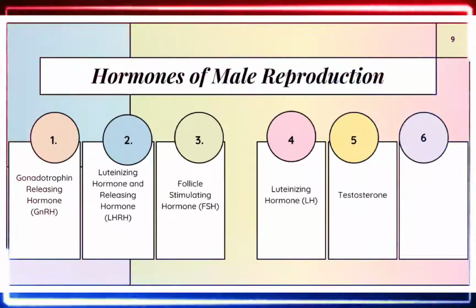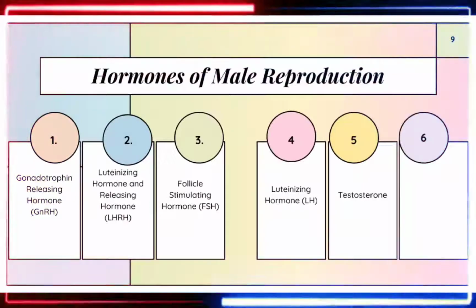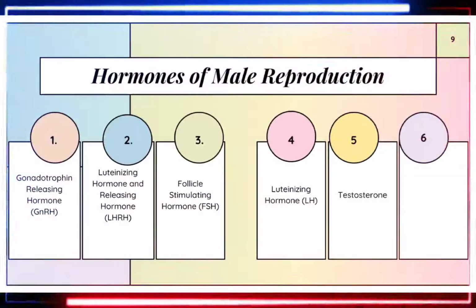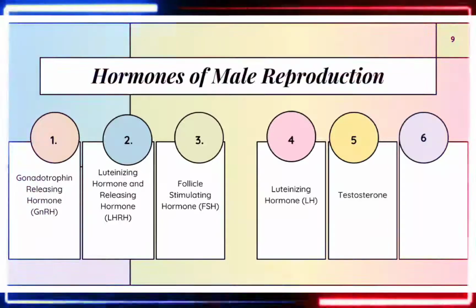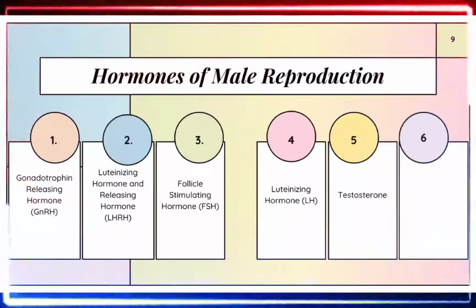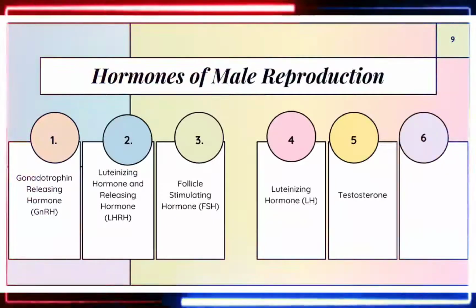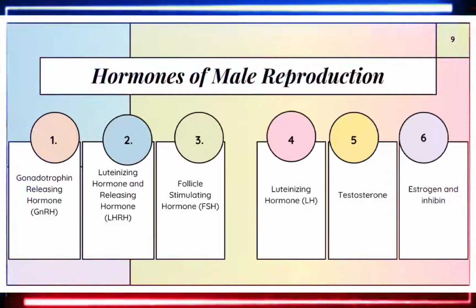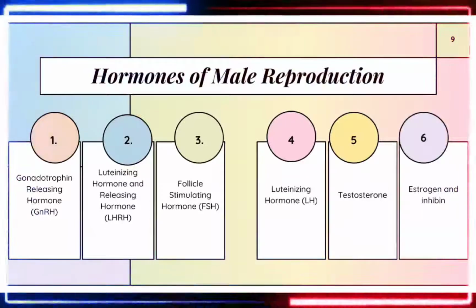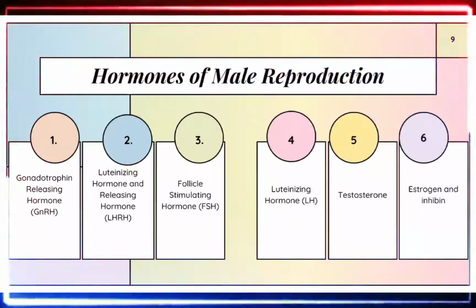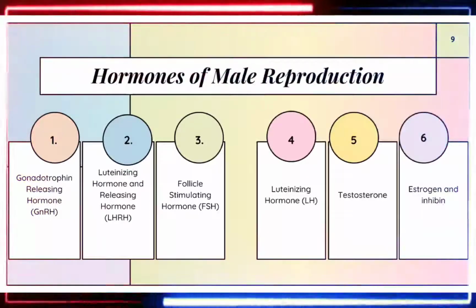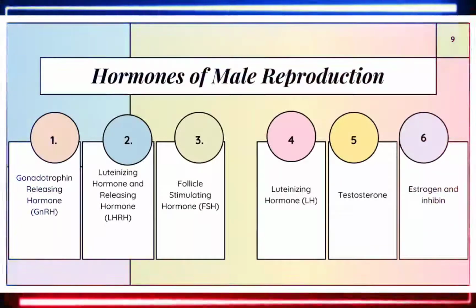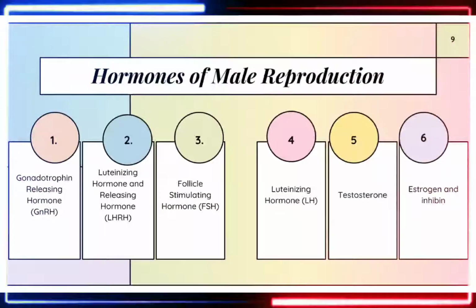Testosterone is a hormone required in the final maturation of the spermatozoa. It acts as a feedback mechanism to further inhibit the secretion of luteinizing hormone from the anterior pituitary. Estrogen and inhibin are hormones from the Sertoli cells of the seminiferous tubules that act as a control mechanism in the secretion of follicle-stimulating hormone.